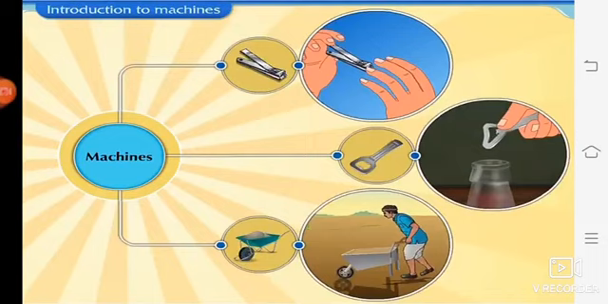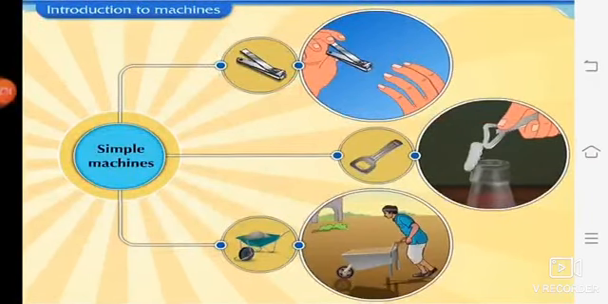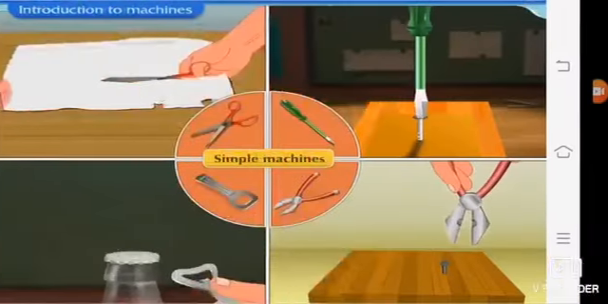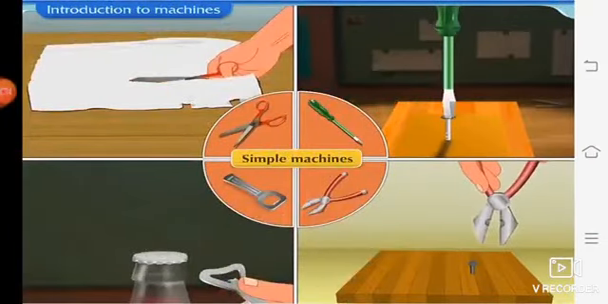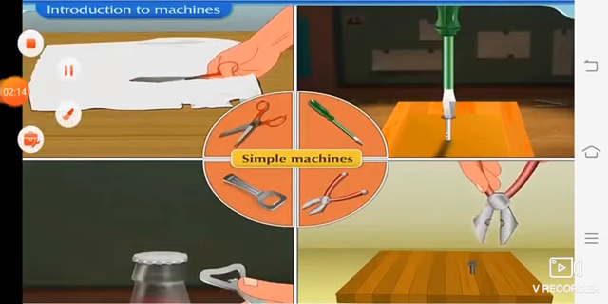Okay, they are having only one or two parts. Yes, and they also have a simple and easy structure. And such machines which are having one or two parts and a simple and easy structure are called simple machines. Okay, so simple machines can be handled easily and there are fewer chances of breaking down and getting damage to these machines. So we use many such machines in our day-to-day life.